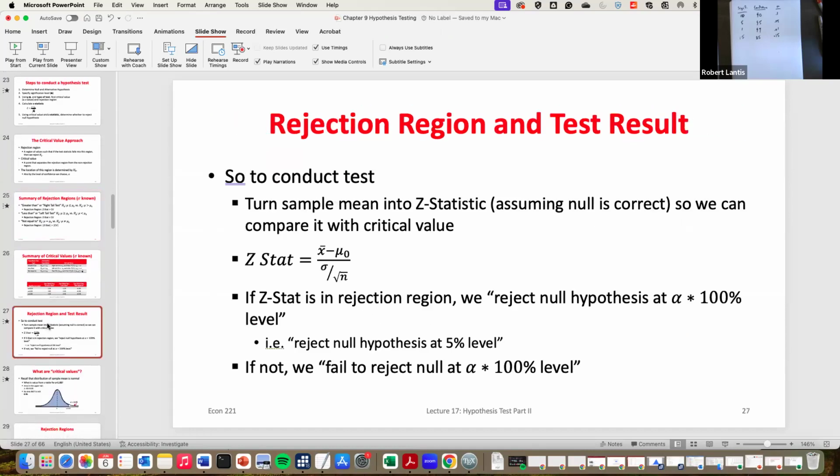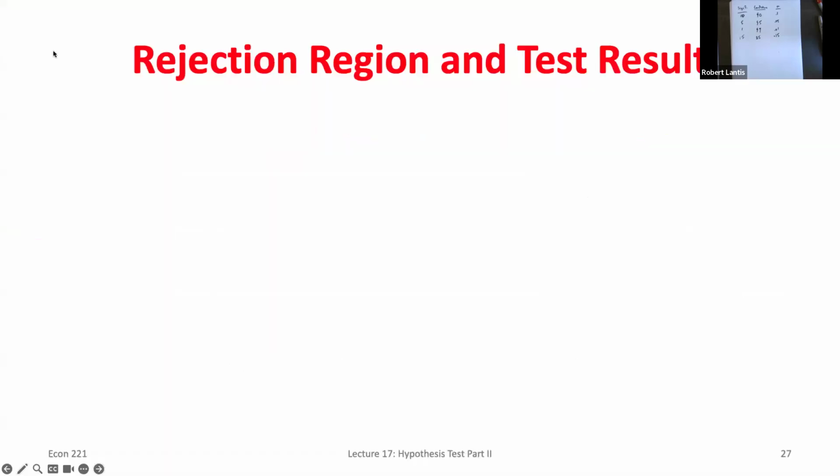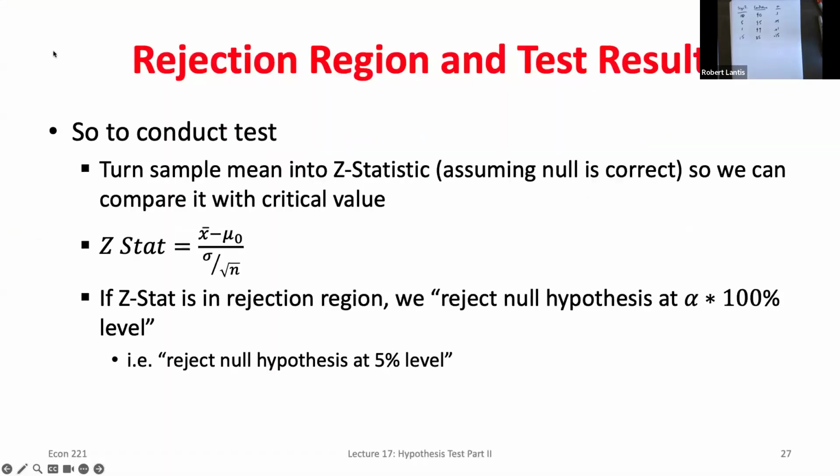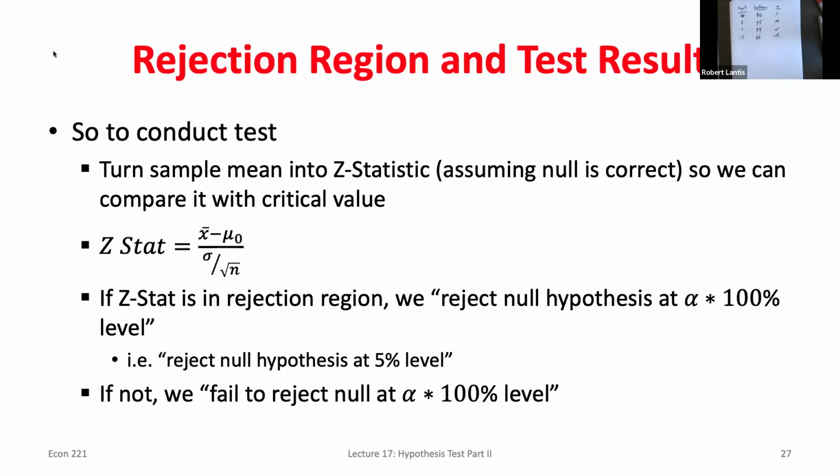So, we still calculate our test statistic the exact same way. We still talk about rejection the same way, right? Whatever alpha is, we're rejecting the null hypothesis that times 100% of the time.